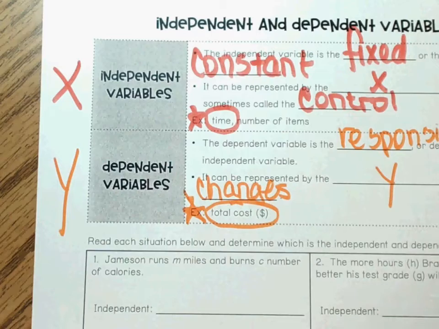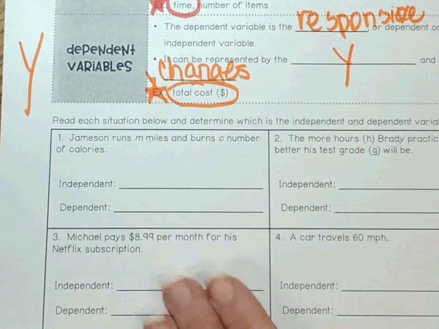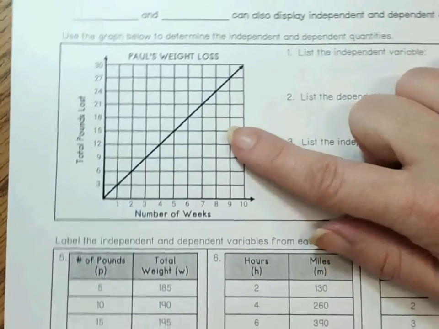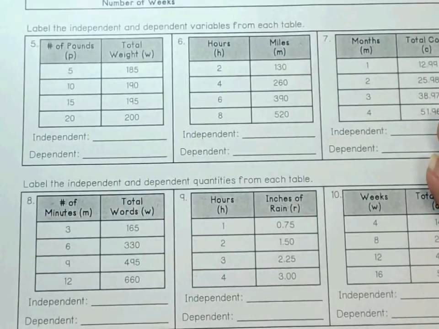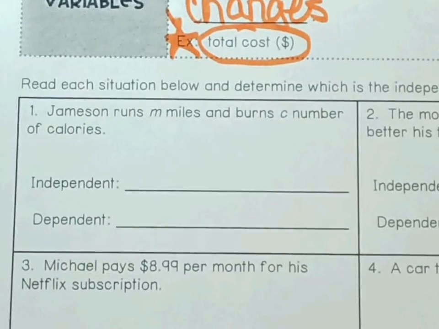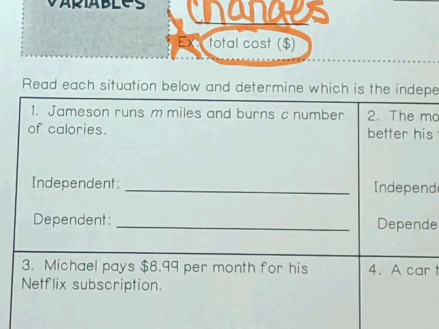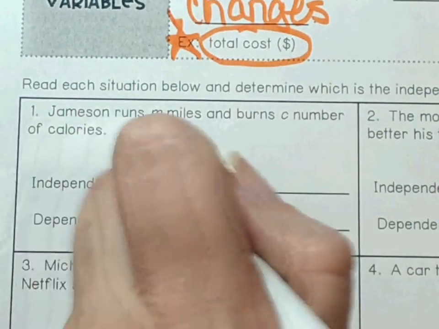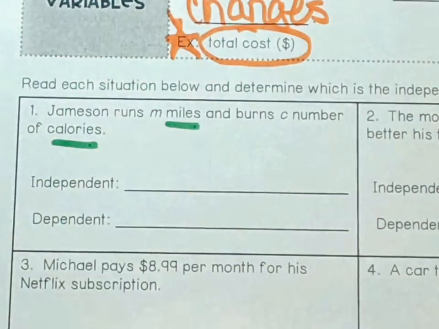Alright, so sometimes we're going to see some scenarios that we need to figure out the independent and dependent. Sometimes we'll see a graph and sometimes we'll see tables. So let's start with our scenarios. Alright, so let me say the whole scenario before you respond. It says Jameson runs M miles and burns C number of calories. So we have miles and calories. Okay, so listen to both ways.